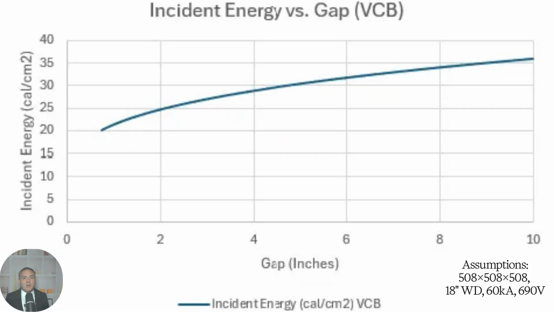I took the liberty of plotting incident energy as a function of bus gap for a vertical bus bar arrangement in an enclosure 508 millimeters by 508 millimeters by 508 millimeters with a working distance of 18 inches, bolted fault current of 60 kA or 60,000 amps, and voltage of 690 volts. Notice the incident energy rises from about 20 calories per centimeter squared for a 3/4 inch gap up to 36 calories per centimeter squared for a 10-inch gap. As an electrical engineer, I'd still rather have that larger gap spacing.